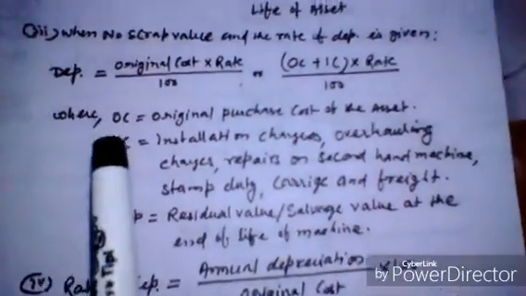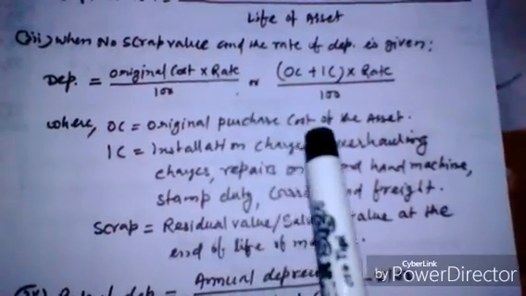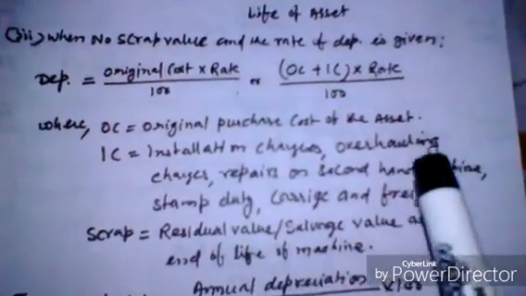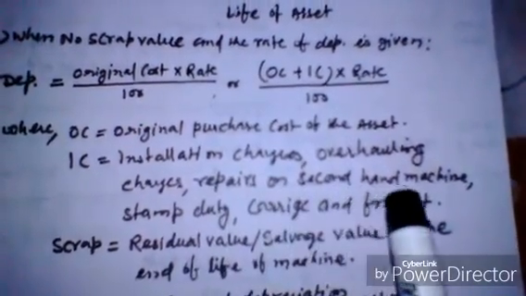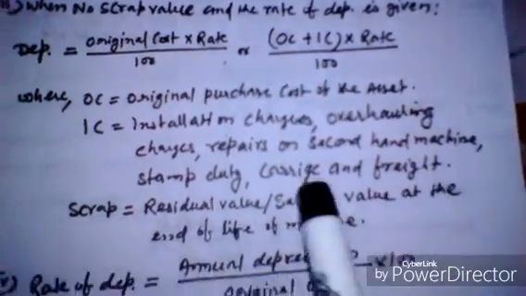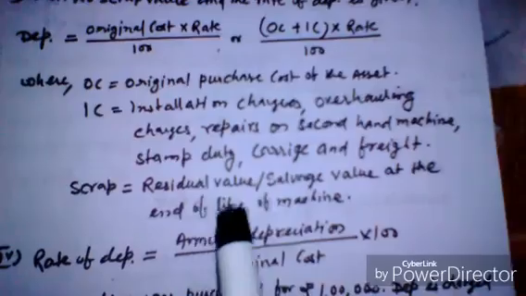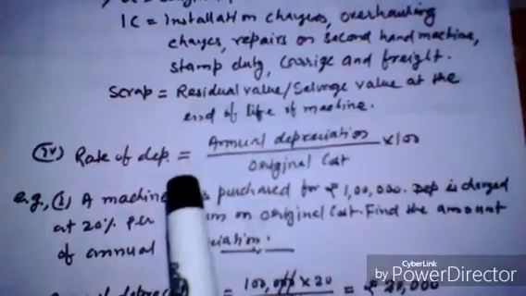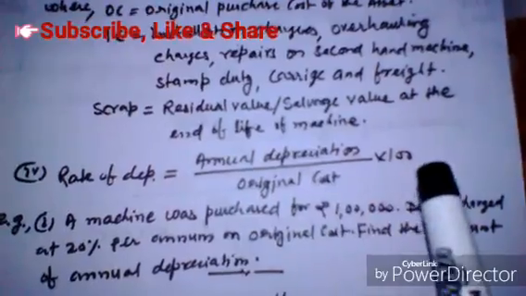Where OC means original purchase cost of the asset, IC is equal to installation charges, hauling charges, repairs on second hand machines, stamp duty, carriage and freight. And scrap means residual value or salvage value at the end of the life of the machine. Fourth, rate of depreciation is equal to annual depreciation divided by original cost into 100.